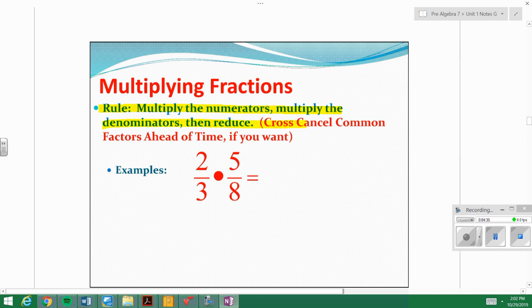And there's this other trick called cross-canceling any common factors ahead of time. That is an option. That is not mandatory. So the rule is you just multiply across the top and multiply across the bottom and reduce. And yeah, it ends up being that easy, right? 2 times 5 on the top of this next problem, 2/3 times 5/8, is 10. And my denominator is 3 times 8, which is 24.